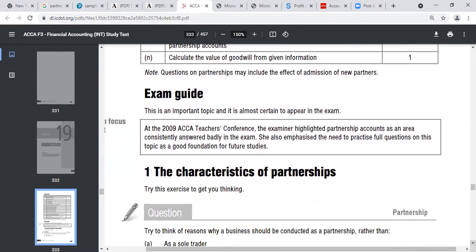So this is just an important guide where they're telling you the examiner highlighted partnership accounts as an area consistently answered badly in the exam. She also emphasized the need to practice full questions on this topic as a foundation for future studies.